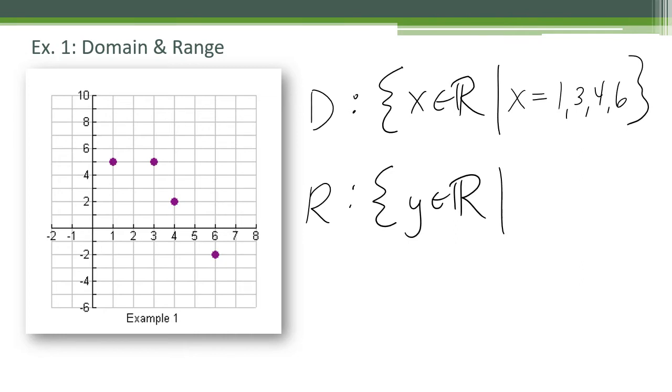Now, if you're thinking, well, 5 happens twice, could I list 5 twice? You could. You're not wrong. It's redundant to write it. You wouldn't lose any marks, but it only has 3 specific values. So y can only be -2, 2, and 5. Close curly bracket. There's your domain. There's your range. That's everything x can be and everything y can be.